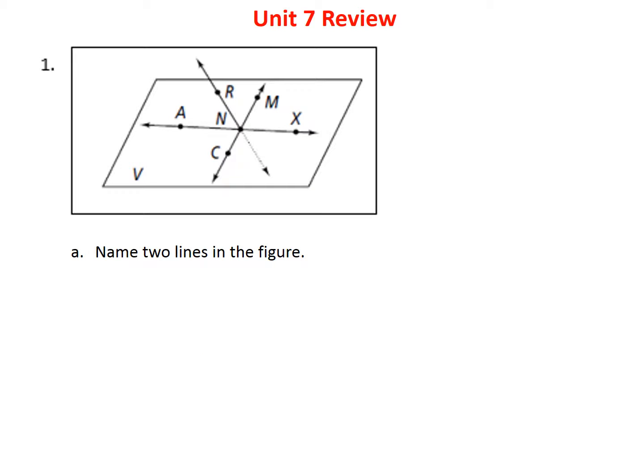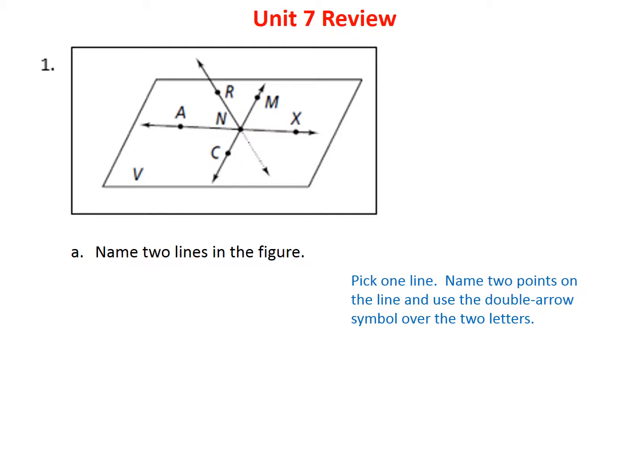Good luck. In the first problem, we're asked to name 2 lines in the figure. All we have to do is pick one line and name any 2 points on that line and then use the double arrow symbol over the 2 letters. You'll notice it doesn't matter which direction the letters are written because the line goes both directions. So for example, if I pick this line, it has the letters A, N, and X. So I can pick any 2 of those letters. So I could put AX, I could do AN, I could do NX, and I could also turn them all around and have XA, NA, and XN.